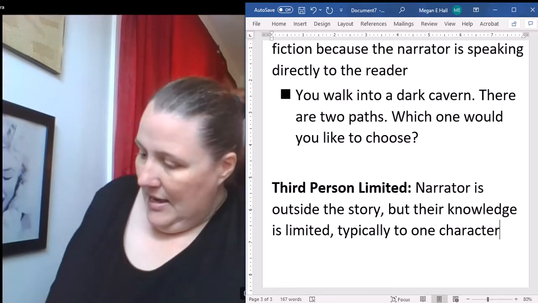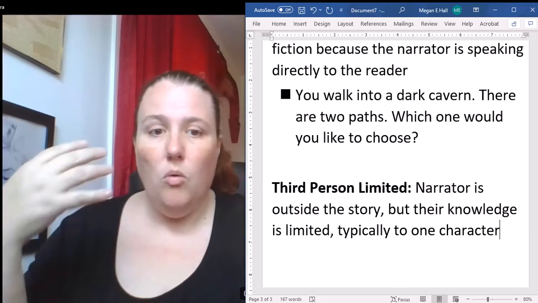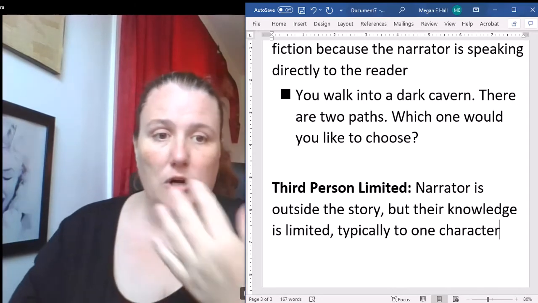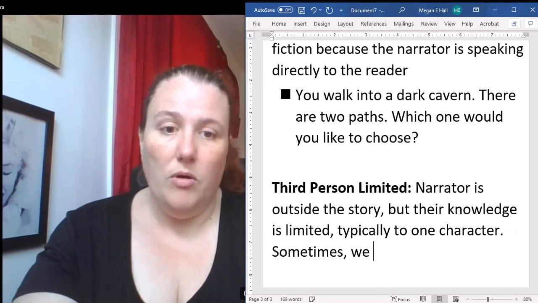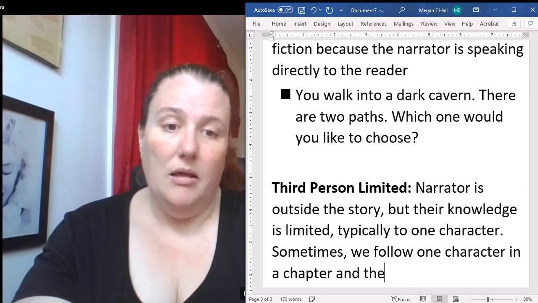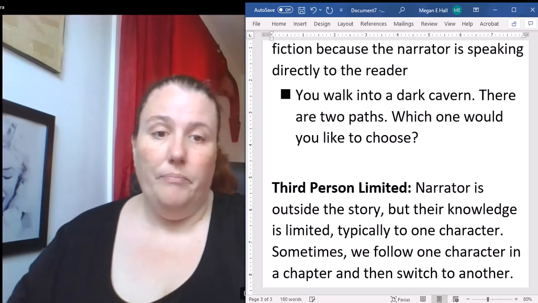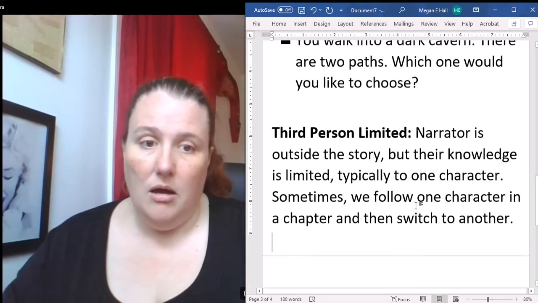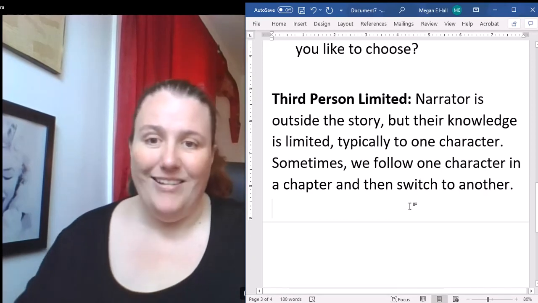Now, sometimes it might be focused on one person in one chapter and another person in another chapter. Sometimes we follow one character in a chapter and then switch to another.